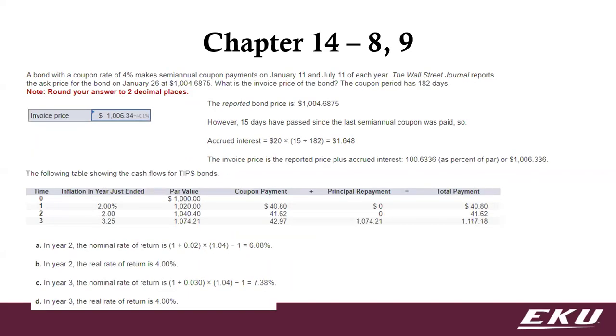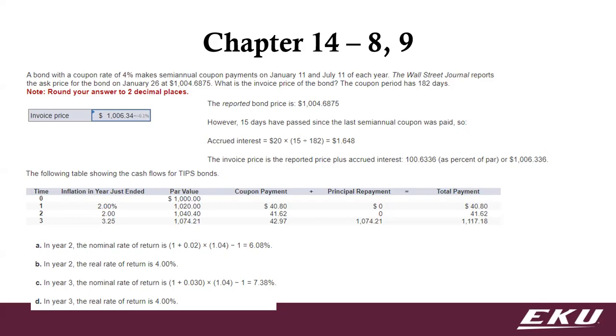Problems 8 and 9, I put on the same page again. The top one is 8, and then that bottom one is 9. For the top one, this is to go from the clean to the dirty price because we have to include that accrued interest as well, and include that to come up with the price for the invoice.